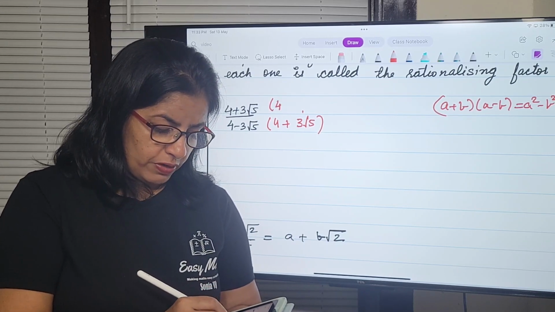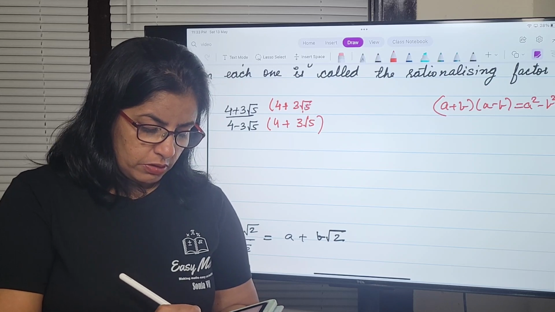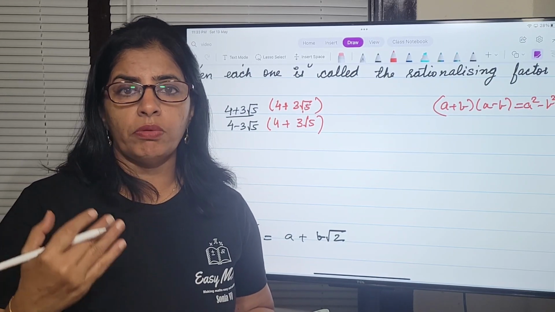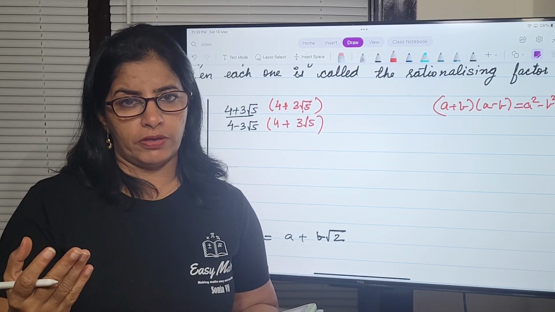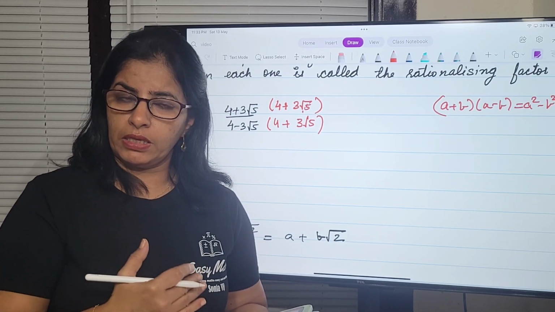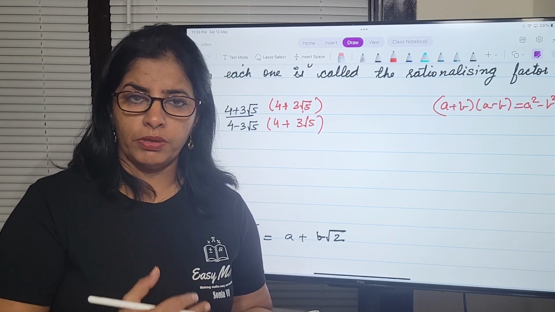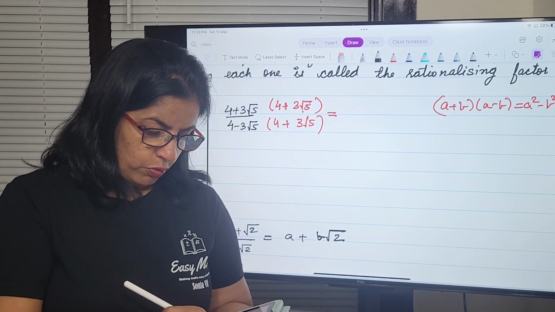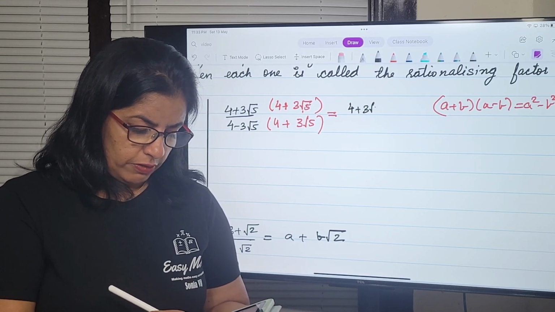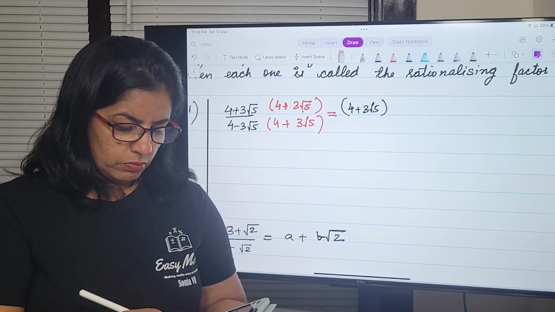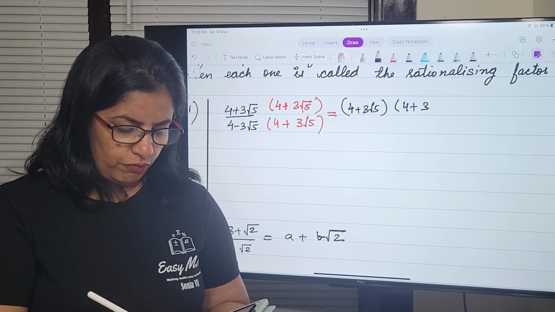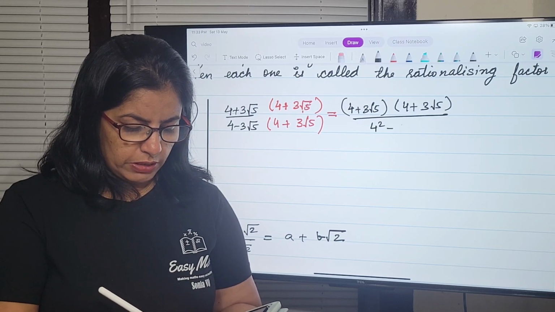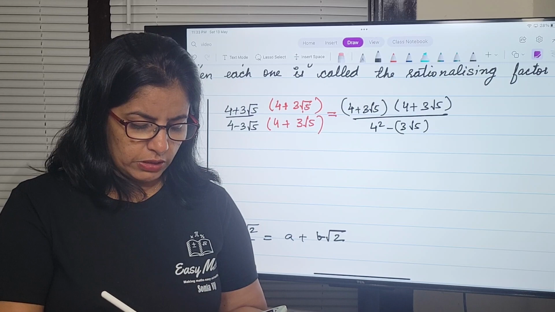The numerator also we have to multiply by the same number. We have learned this in previous classes that if we are writing an equivalent fraction, we multiply the numerator and denominator by the same number. Here when we are taking a root number or an irrational number, we are going to follow the same concept. So this becomes 4 plus 3 root 5 into 4 plus 3 root 5, and in the denominator it becomes 4 square minus 3 root 5 whole square, a square minus b square.